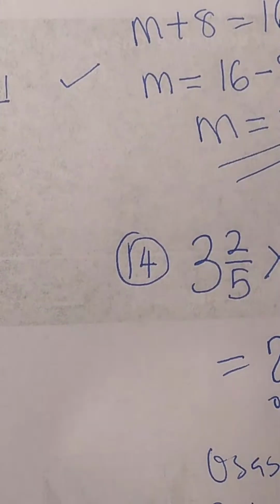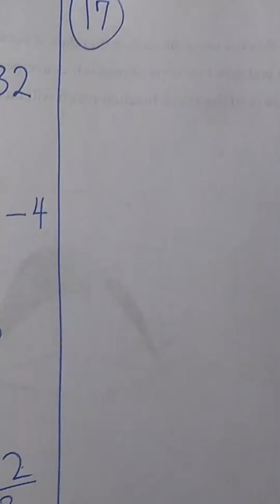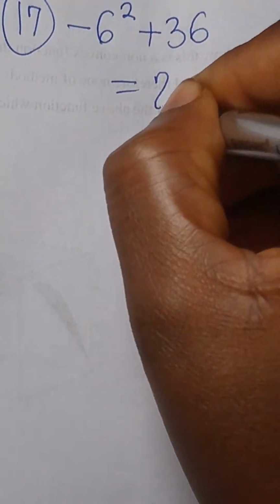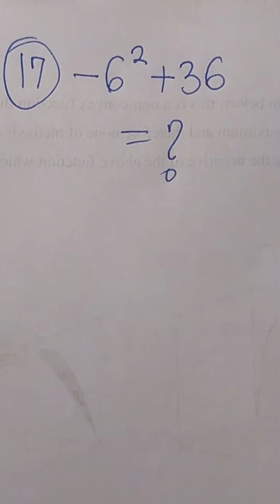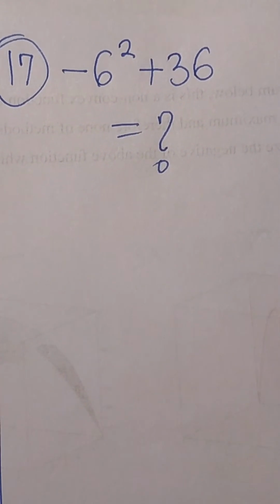All right. So this is 14, 15, 16. So this is question number 17. Question number 17 says: minus 6 square plus 36 is equal to what? Minus 6 square plus 36 is equal to what? Let us know in the comment section.